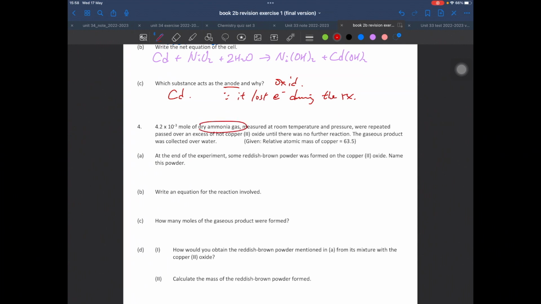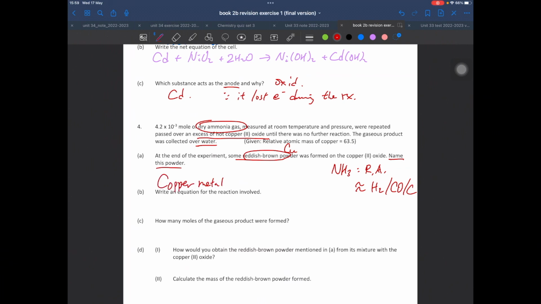Question 4. So you are using ammonia gas passed through hot copper(II) oxide until no further reaction, and it becomes water. And something interesting here is reddish brown powder formed on copper(II) oxide. So of course this is a sign for copper metal, right? Yes, we are using ammonia to be the reducing agent, just like hydrogen. So maybe you can copy down, just like hydrogen, CO or C. Name this product. Good, of course we can do it.